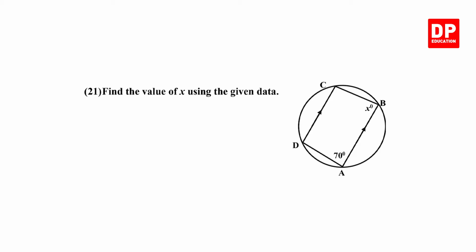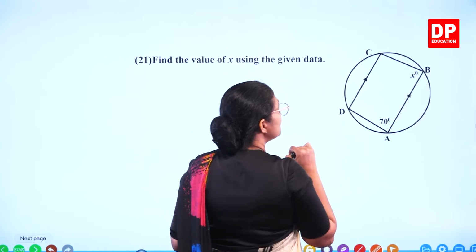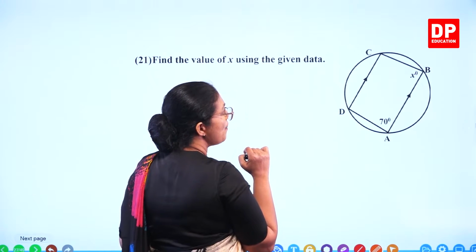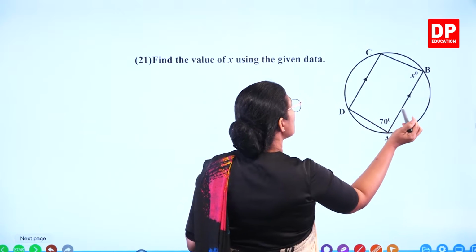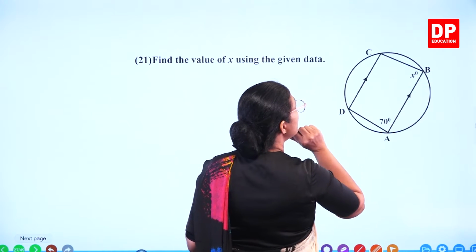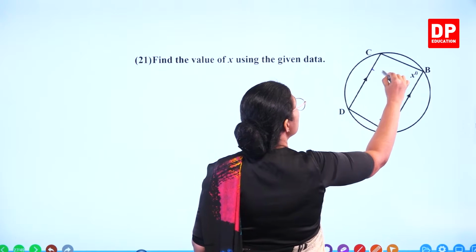Question number 21. Find the value of x using the given data. So it's a cyclic quadrilateral, and these 2 lines are parallel. So what can you say? If the 2 lines are parallel, first you can find this angle.